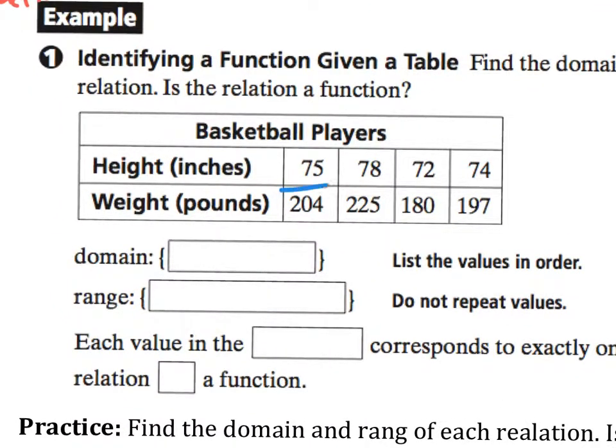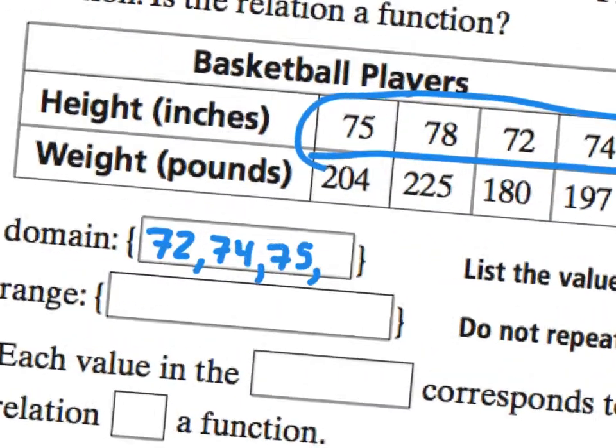So these numbers are my domain, and I am going to write them in order. Not the order they're written, but chronological order. So I'm going to start with 72. And the next number is a 74. And then the next number is a 75. And then the last number is a 78.